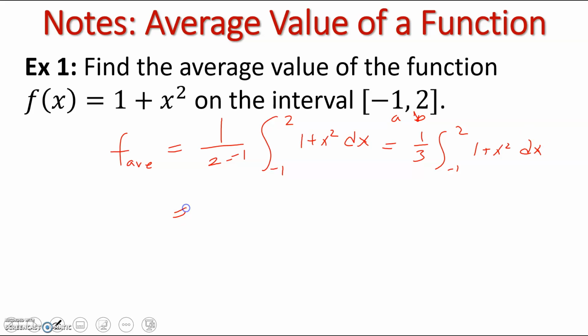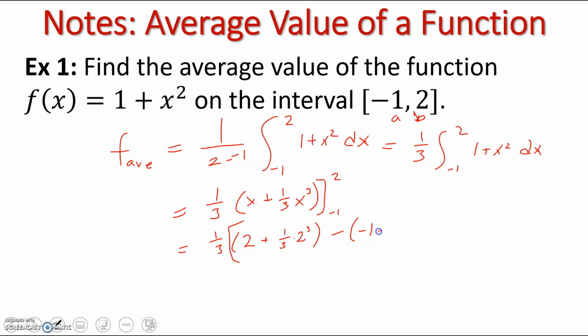Now we want to integrate, so we take our antiderivative, which gives us x plus 1/3 x cubed. Then we evaluate from negative 1 to 2, which becomes 1/3 times [2 plus 1/3 times 2 cubed] minus [negative 1 plus 1/3 times negative 1 cubed]. Then we'll simplify this expression to get our answer.